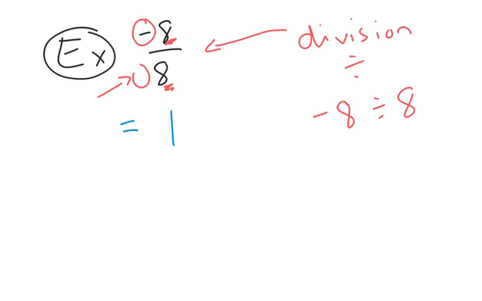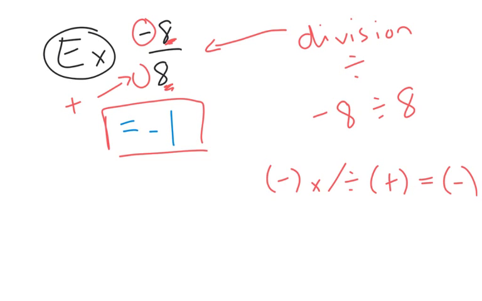As we've learned before, if there's no sign, that actually is positive. Just like we've learned before, when you have a negative number multiplied or divided by a positive number, the answer is going to be negative. Therefore, that should be negative 1. And our final answer is negative 1.